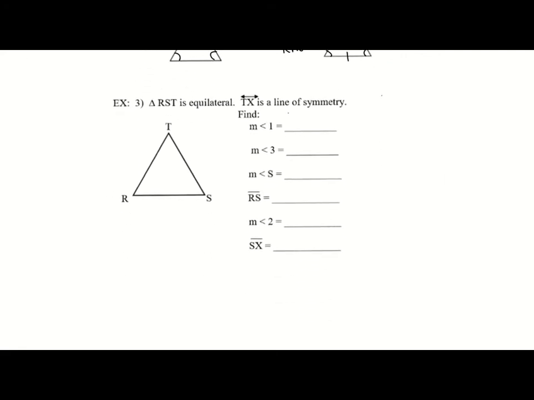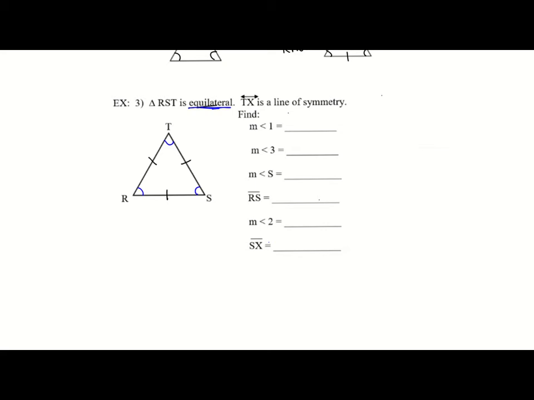We have RST is equilateral. Right away, I'm going to mark down all my sides are the same. See that word equilateral? I'm going to mark all my sides are the same. And I know if all my sides are the same, right away I can say all my angles are the same. I got all that information on my triangle just from one word. And it's really important to label that each time.